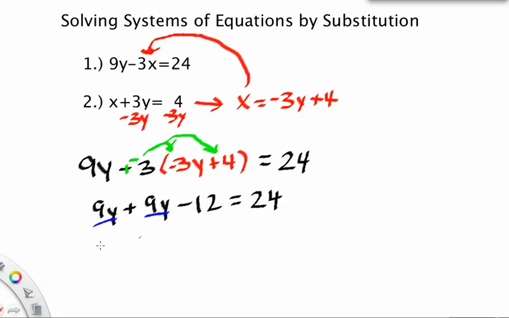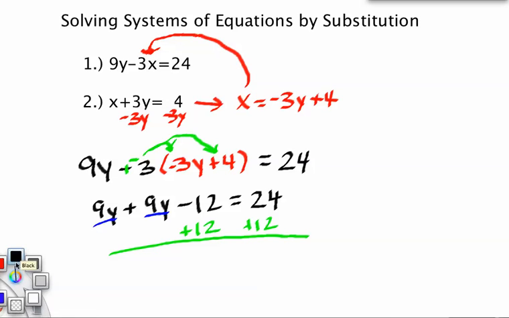I'm going to add the 12 to the other side. I'm going to draw a line and go back to the black ink. We said that this was going to equal an 18y. That's what's going to be left on this side of the equal sign. And over here, same signs add them up, different signs subtract. They're both positive, so it's going to be positive 36.